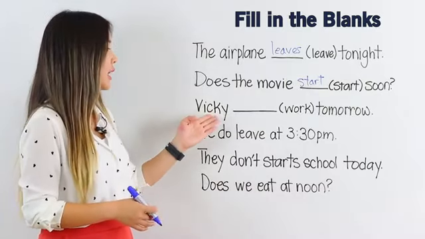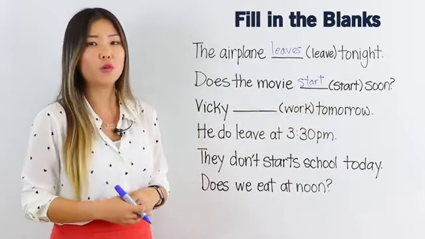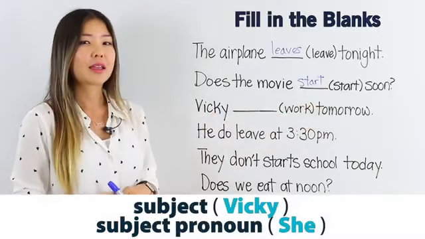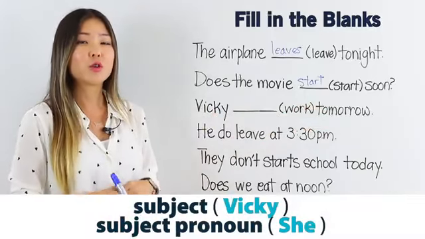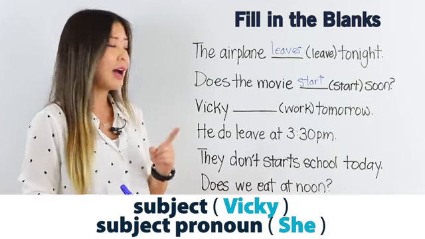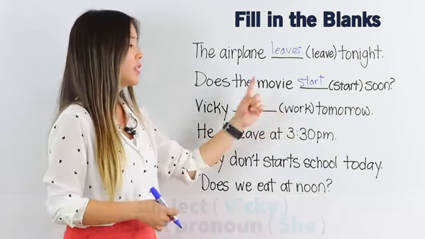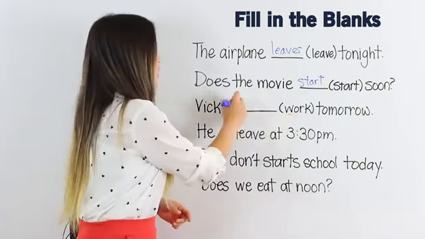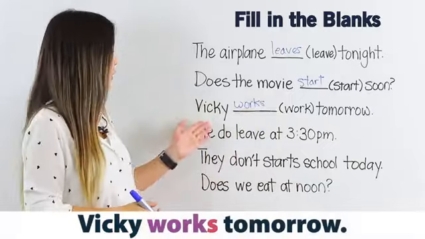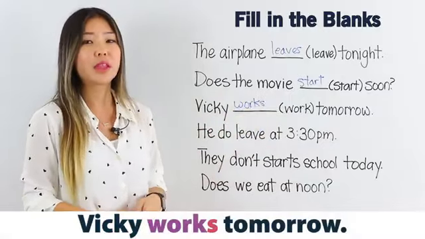Finally, it says, Vicky blink tomorrow. The subject of this sentence is Vicky. Vicky is a girl, so the subject pronoun is she. You'll remember now that in this case, we put works. W-O-R-K-S. Works. Vicky works tomorrow.